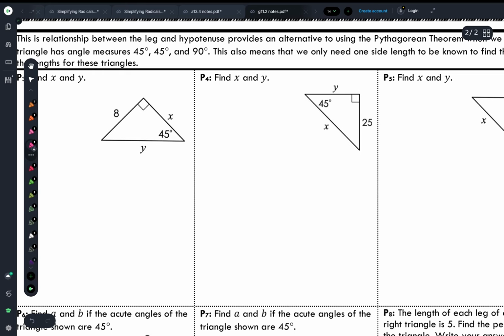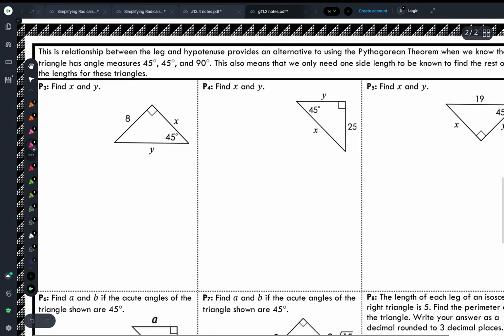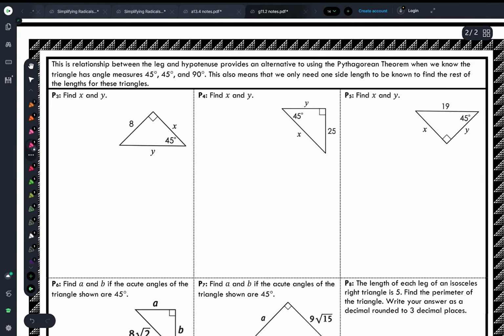So it says this is a relationship between the leg and hypotenuse, and it provides an alternative to using the Pythagorean theorem when we know the triangle has angle measures 45, 45, and 90 degrees. This also means that we only need one side length to be known to find the rest of the lengths for these triangles. Okay, so let's answer some questions.